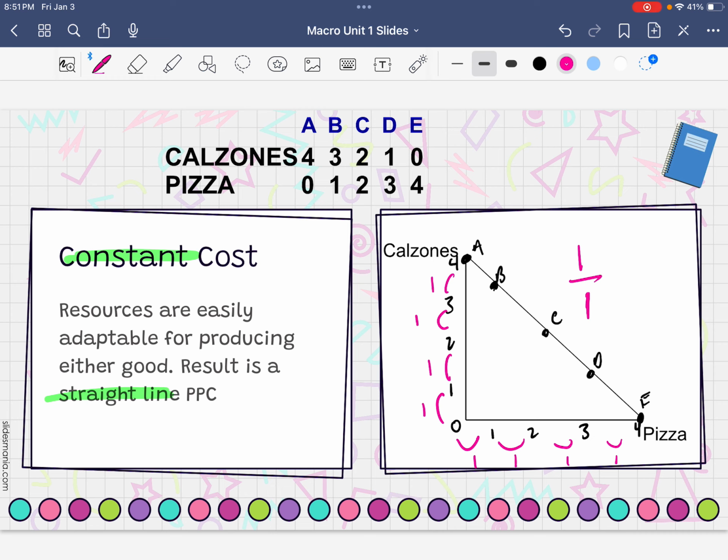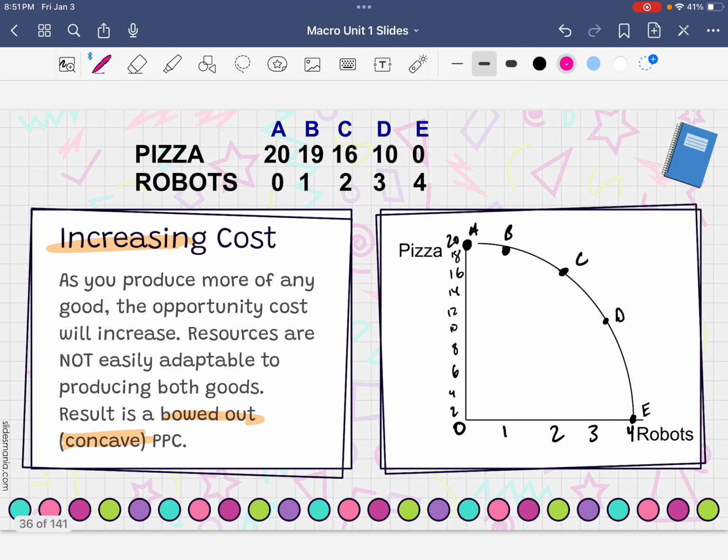So if I were to say what's the opportunity cost of moving from point D to point B, I just have to count over 1, 2. It's 2. Or I could do the whole, well, I lost 2, but I gained 2. But it's a constant ratio. So hopefully you'll catch on to that pretty quick. And I did a 1-to-1 ratio. So moving forward. Increasing cost is a little bit different.